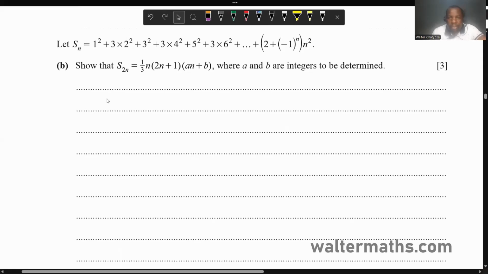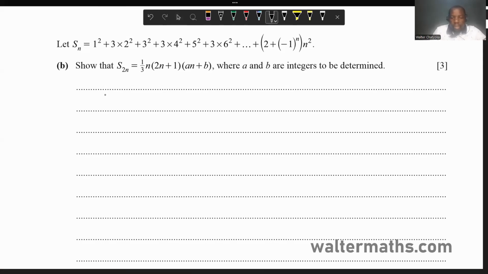Now we are on this part, which says, let S sub n be equal to 1 squared plus 3 times 2 squared plus 3 squared plus 3 times 4 squared plus 5 squared plus 3 times 6 squared, and so on, all the way up to 2 plus minus 1 to the n of n squared. So on part B, they say, show that sum to 2n is equal to a third of n of 2n plus 1 of an plus b, where a and b are integers to be determined. All right.